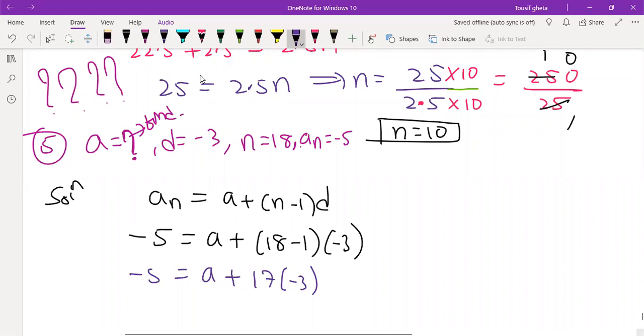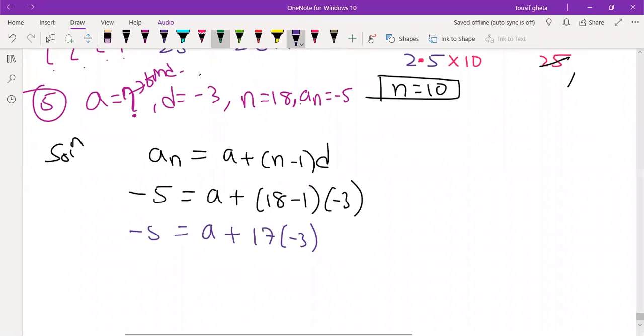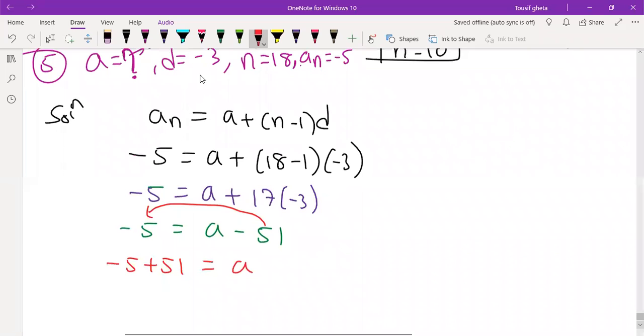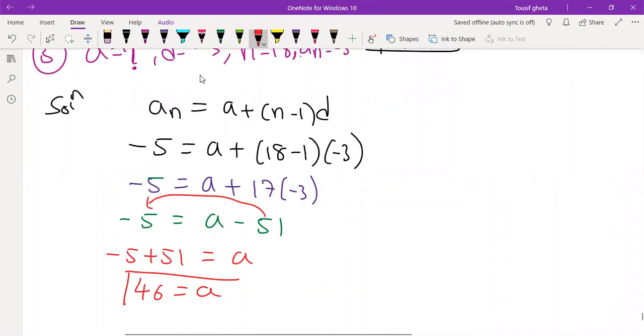Minus 51. This will come here, so we will get minus 5 plus 51 is equal to a. 46 is equal to a. So this is the a value. But we will learn, you know, knowledge is important. In future we should not get trouble. That's the aim.